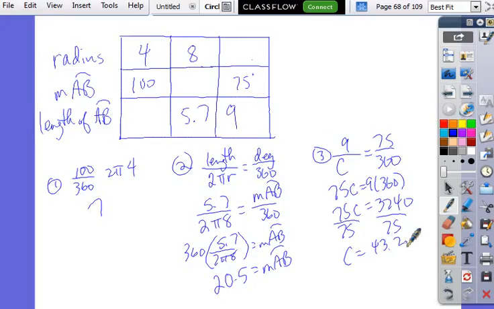No, he's asking me to find R. So then I would have to take this and say, okay, well, C equals 2 pi R. 43.2 equals 2 pi R, divided by 2 pi. How much? 43.2 divided by 2 pi. You got to do it in a fraction, remember? 6.9.